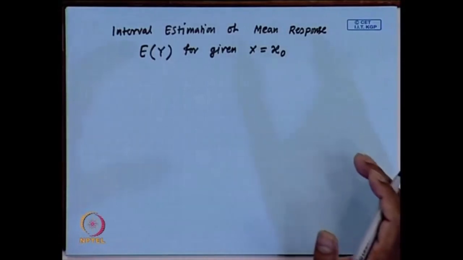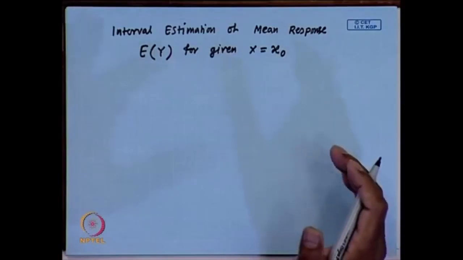Once you have the fitted model, one important application of the regression model is to estimate the expected response for a given value of the regressor variable. And another important application of the regression model is the prediction of a new observation corresponding to a given value of the regressor variable x.